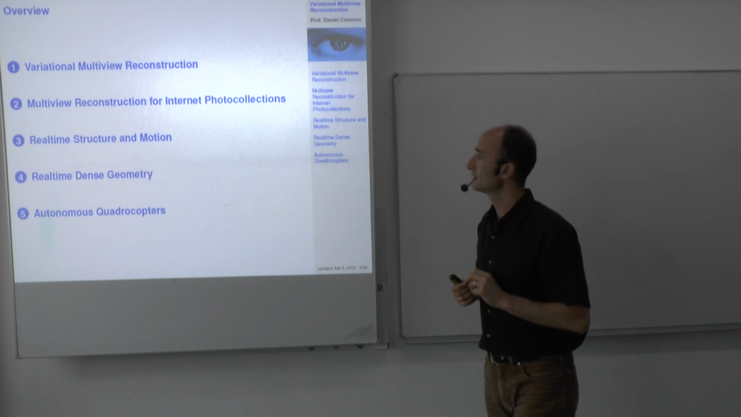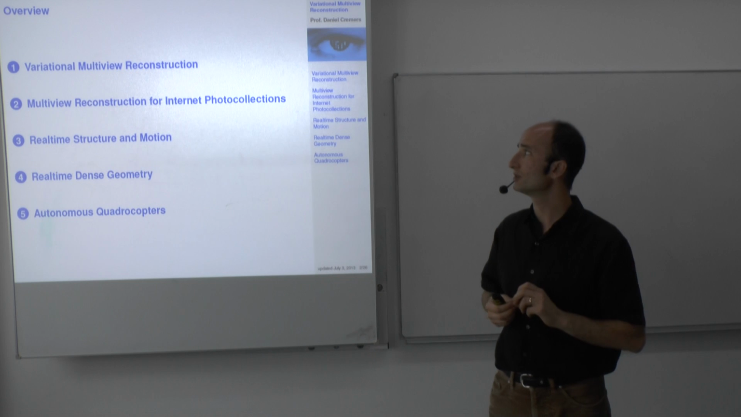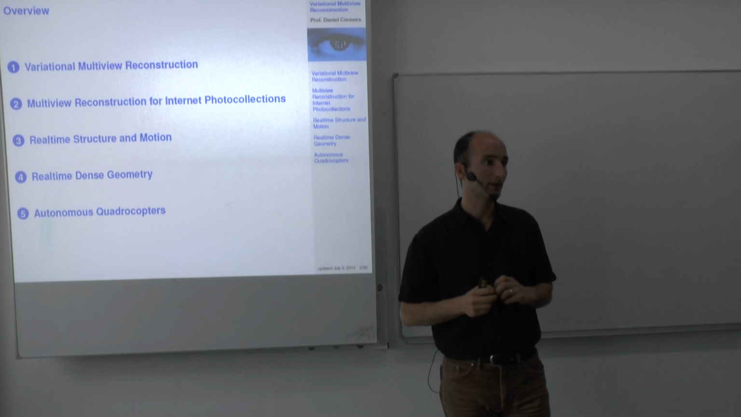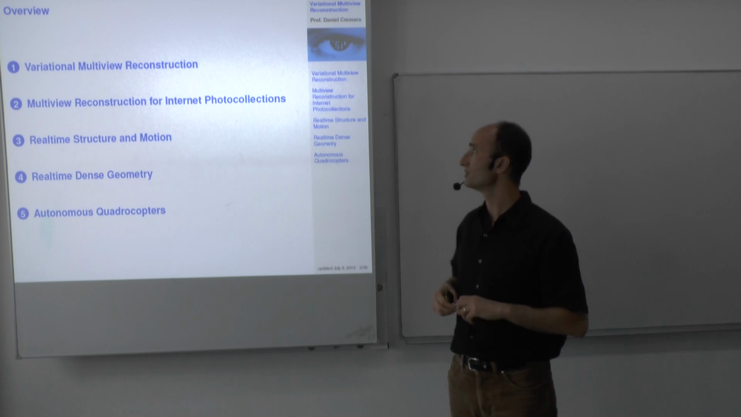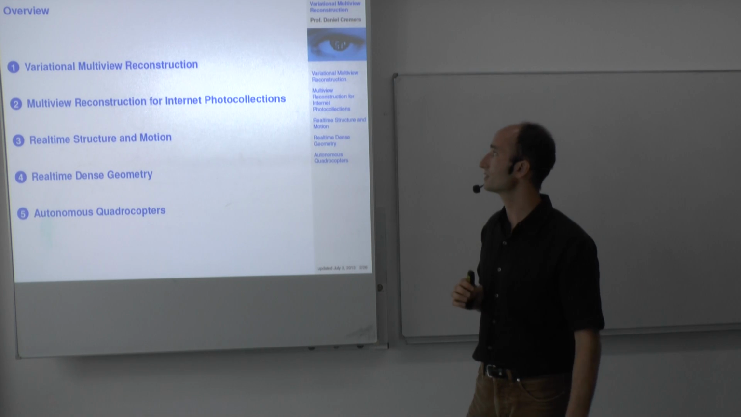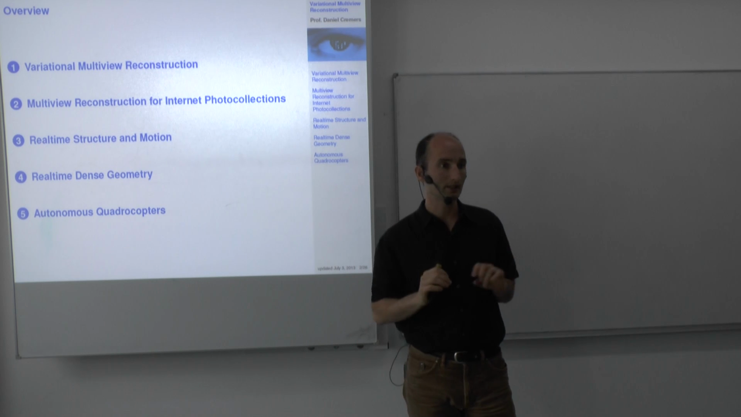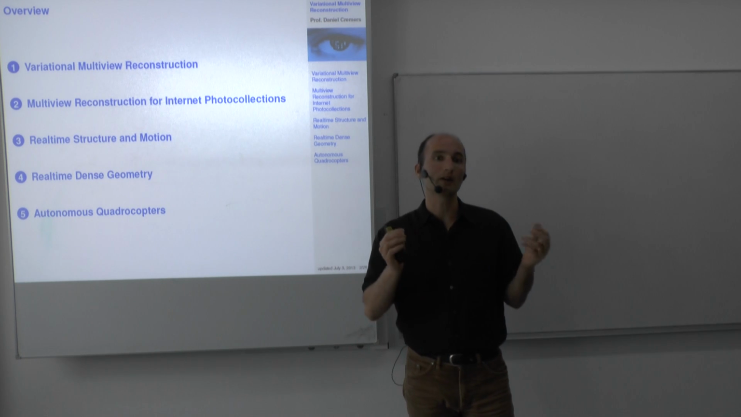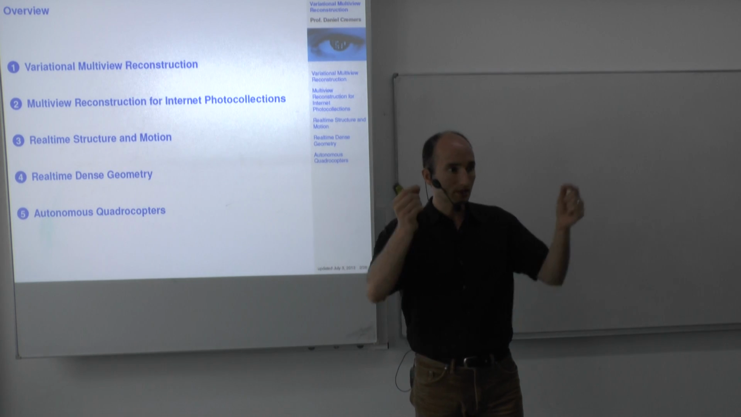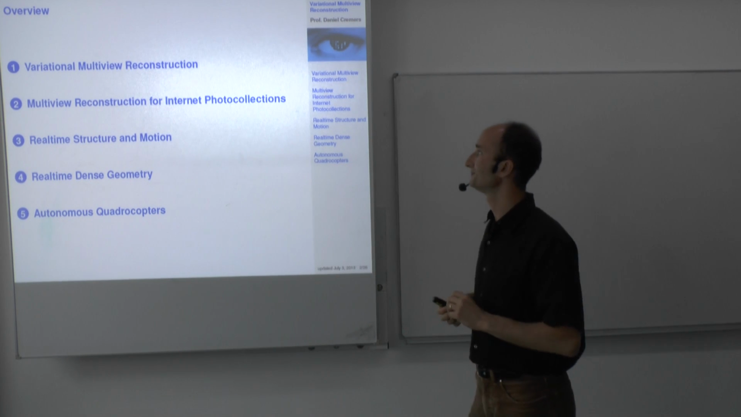So there are 5 parts. The first part is I'll talk about variational multiview reconstruction, how to do multiview reconstruction in a variational framework, and how to use the concept of variational methods to tackle 3D reconstruction, to recover what's typically referred to as dense geometry. Dense means, in contrast to what we've talked about in the class, not point clouds, just a set of sparse points, but the whole surface in 3D.